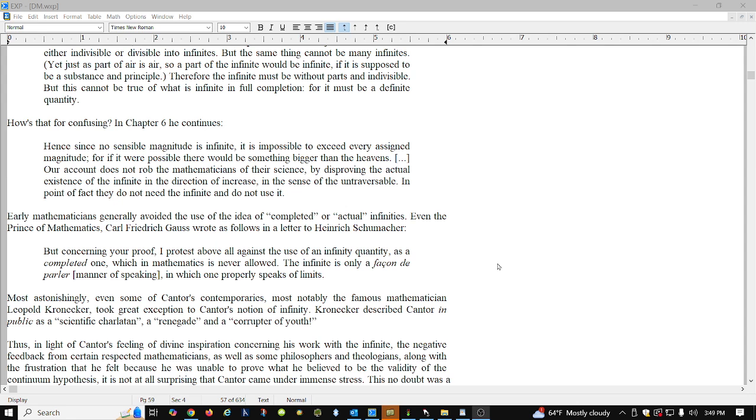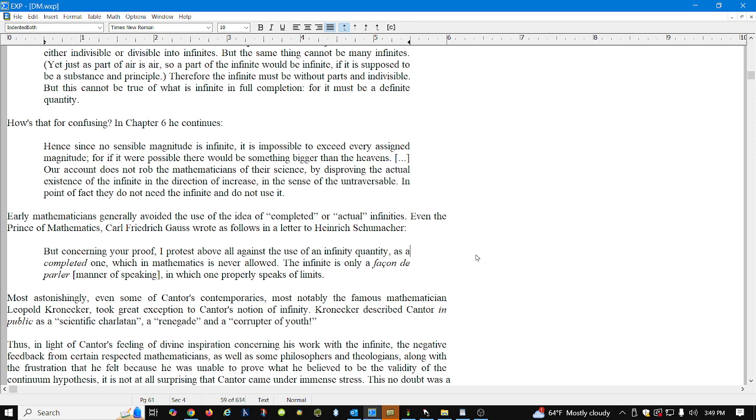Even Carl Friedrich Gauss, the prince of mathematics, wrote as follows in a letter he wrote to some person he knew, I presume: "But concerning your proof, I protest above all against the use of an infinite quantity as a completed one, which in mathematics is never allowed. The infinite is only a façon de parler, a manner of speaking, in which one properly speaks of limits."